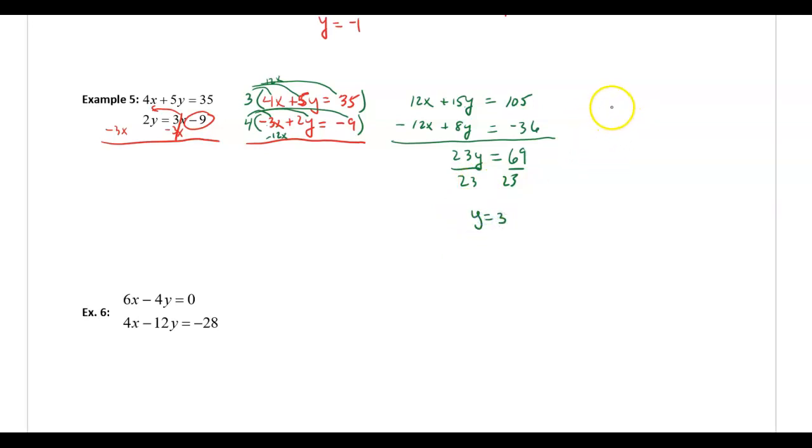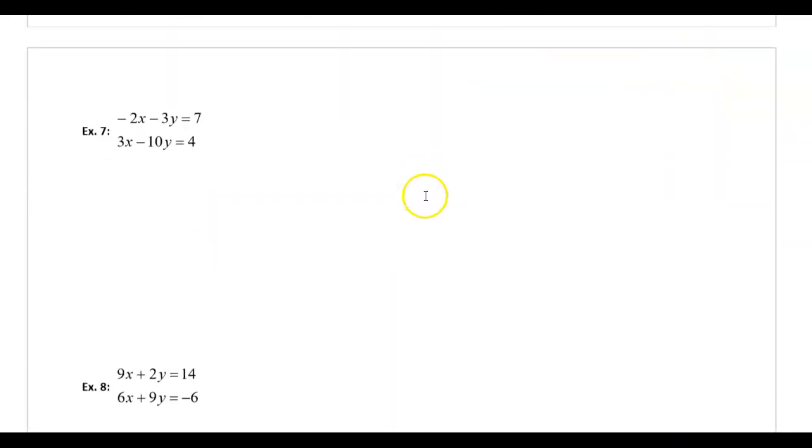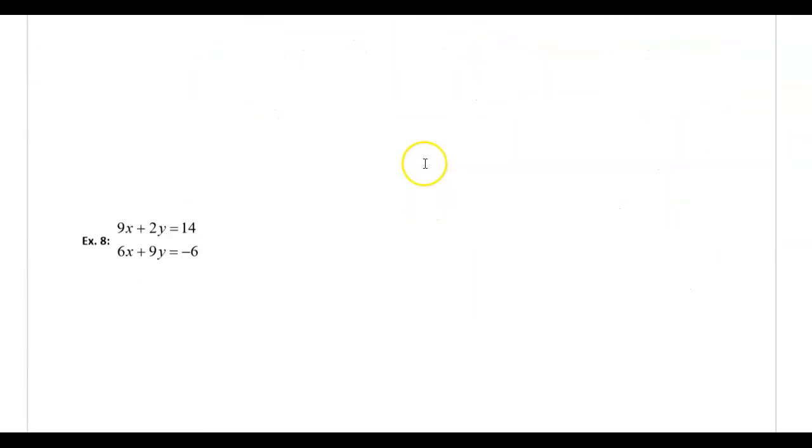So now, 4x plus 5y equals 35. I'm going to plug 3 in for y. So 4x plus 5 times 3 equals 35. 4x plus 15 equals 35. Subtract 15, right? 4x equals 20. Divide by 4, and x is equal to 5. All right. So again, your ordered pair solution would be 5, 3.